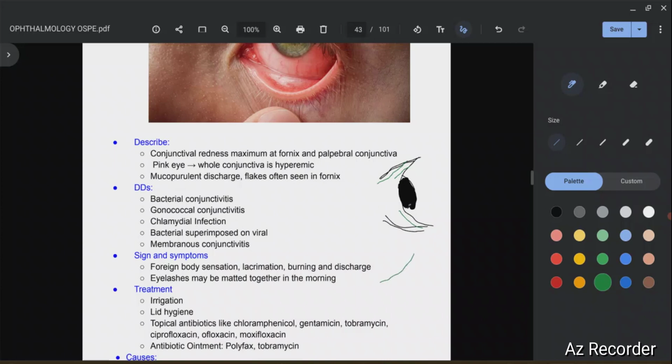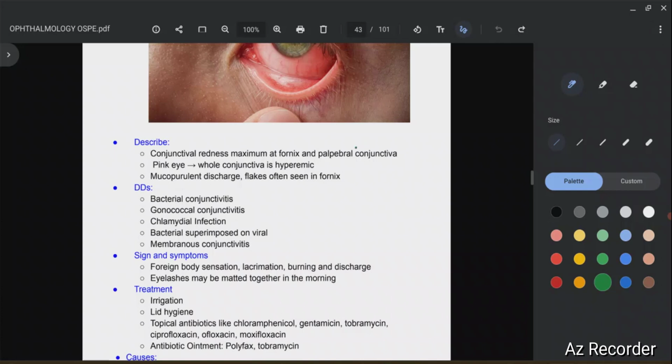So there is palpebral conjunctiva, bulbar conjunctiva, and then there is this folding by which your palpebral conjunctiva becomes bulbar conjunctiva. So this folding is fornix. This is palpebral conjunctiva, then there is the folding, fornix, and then there is bulbar conjunctiva. Remember this thing. So in bacterial conjunctivitis you have conjunctival hyperemia, maximum at your fornix and palpebral conjunctiva.